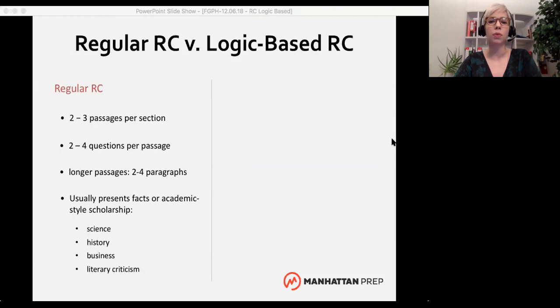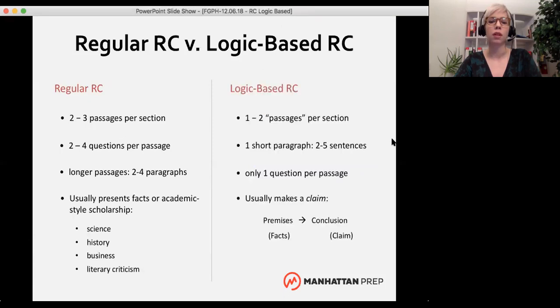Well, the logic-based reading comprehension, you get fewer of them. That's kind of the good news. If you find these difficult, you don't have as many to do. They are shorter. So you get one little passage, and then you get one question that goes with it rather than several questions. So there's less to read, less to do.